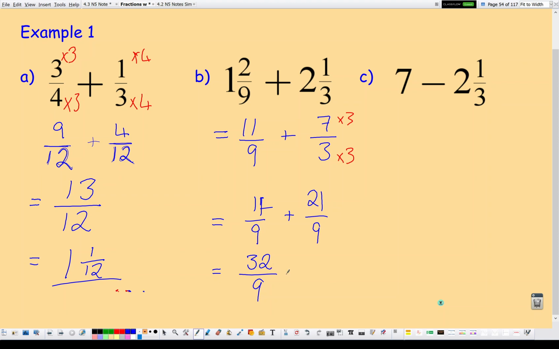How many times is 9 going to 32? Well, that's going to be 3 times. That would be 27. So there's 5 ninths left over. 3 and 5 ninths.